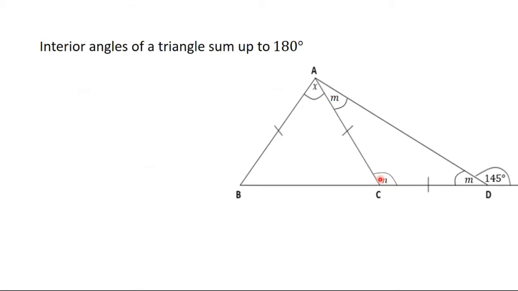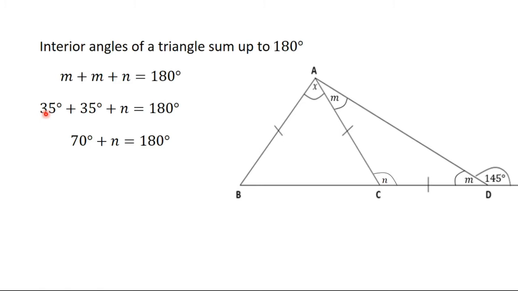So let's assume that this angle here is N. We know that interior angles of a triangle add up to 180 degrees, so M plus M plus N will give us 180 degrees. M is 35 degrees, so we are having 35 degrees plus 35 degrees plus N to give us 180 degrees. So 35 plus 35 will give us 70. So we are having 70 degrees plus N is equal to 180 degrees. So we simplify and N is giving us 110 degrees. So we have here to be 110 degrees.